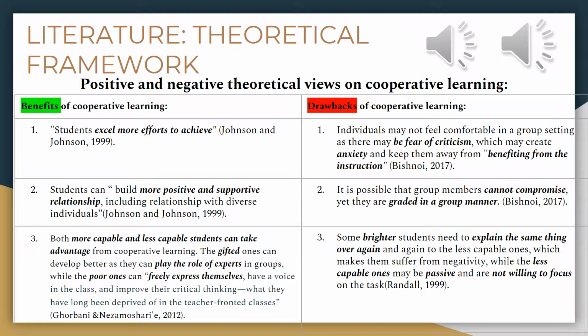However, on the other hand, Randell suggests that some brighter students may need to explain the same thing over and over again to the less capable students, which makes them suffer from negativity, while the less capable students may be passive and not willing to focus on the task.